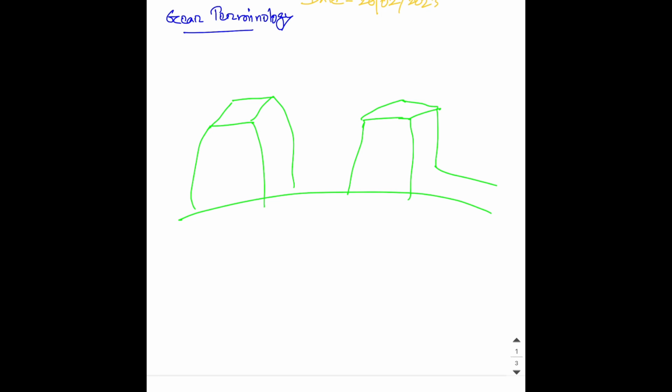Because I am drawing the diagram by hand randomly, maybe the layout looks a little bit different. If you want to recheck, you can refer to the book also. You can draw the diagram properly from your book. Then you will get the exact diagram. Just give me a second.